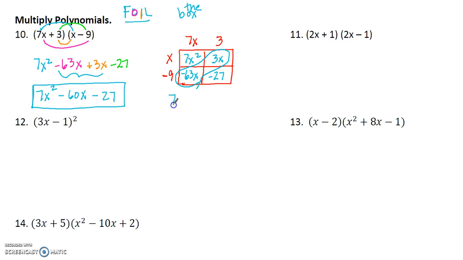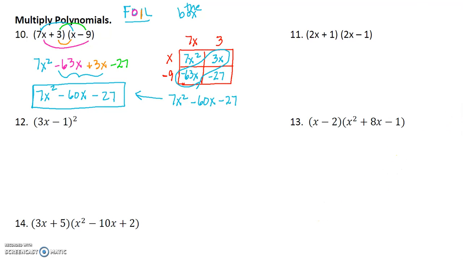So if I write my answer, I have the 7x squared. And then these I can combine. I've got a negative 63 and a positive 3, which will give me a negative 60, and bring down that x with it. And then my minus 27. Again, very same answer that we got over here, just doing it a little differently, okay? That was number 10.